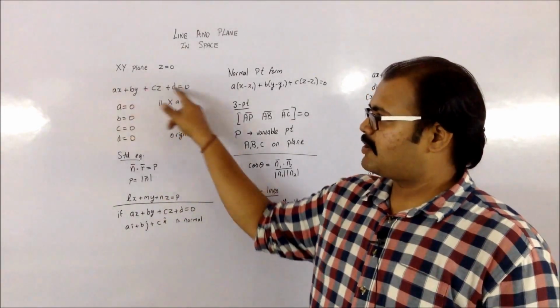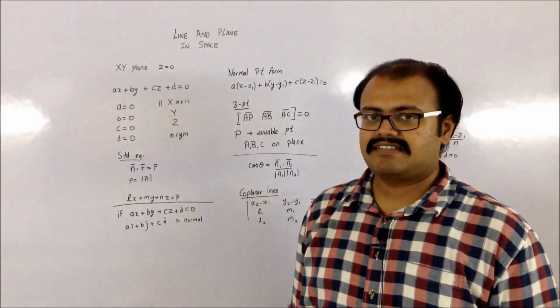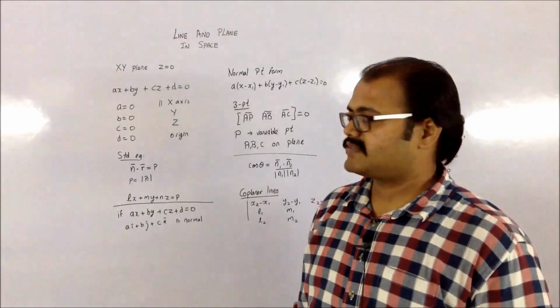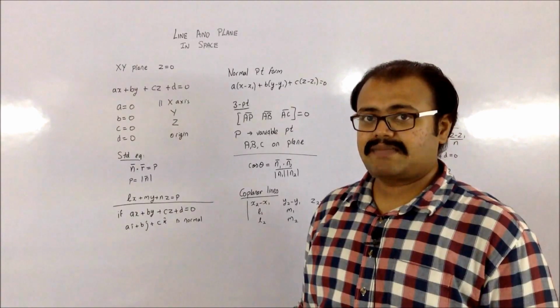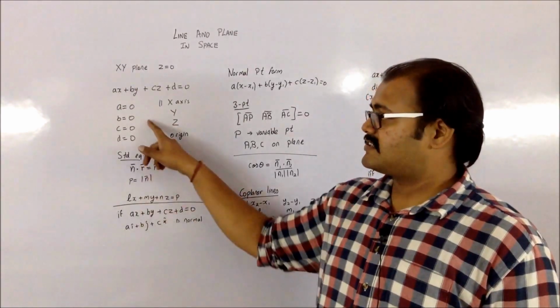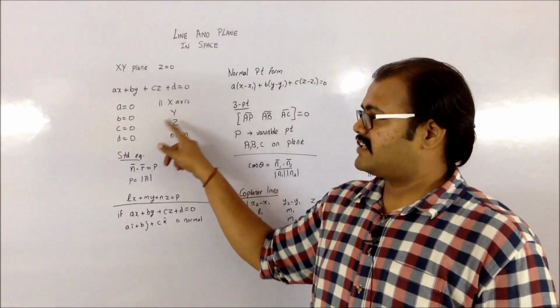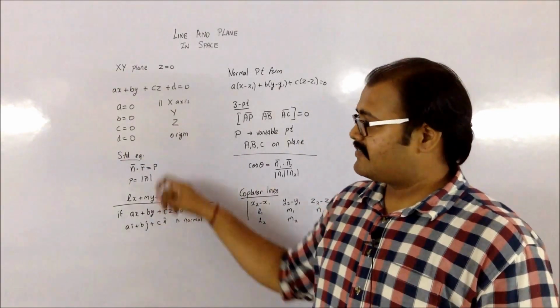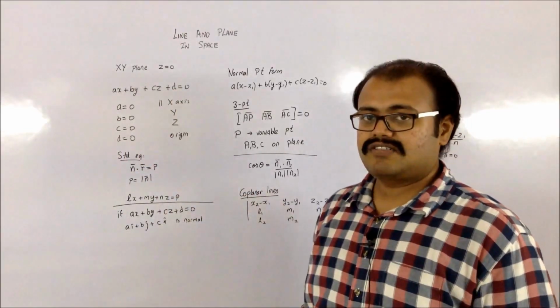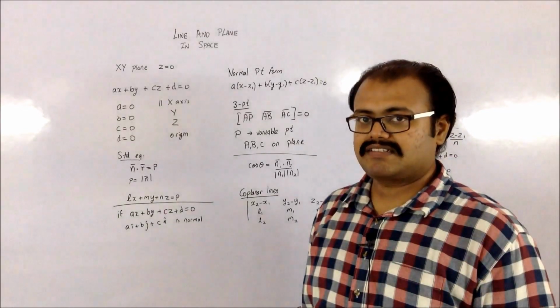In this general form of equation, if a is 0, that is, there is no x term present, then that plane is parallel to the x-axis. Correspondingly, if b is 0, then it is parallel to the y-axis, and if c is 0, then it is parallel to the z-axis. If the last term, that is the constant coefficient, is 0, then the plane is passing through the origin.